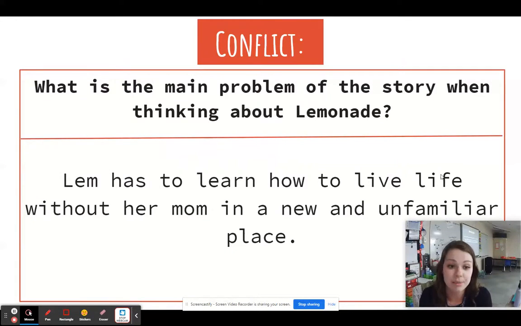And that is something that is constantly coming back. The whole book, Lem is trying to decide if she wants to stay or if she should go. So that's the biggest problem. She has to learn how to live life without her mom in a new place and in an unfamiliar place. So on your conflict slide, make sure you have this down.